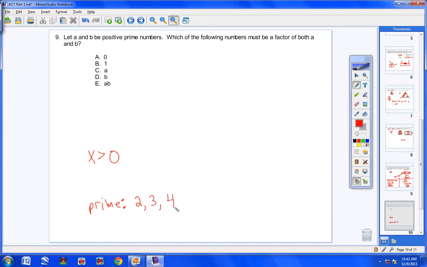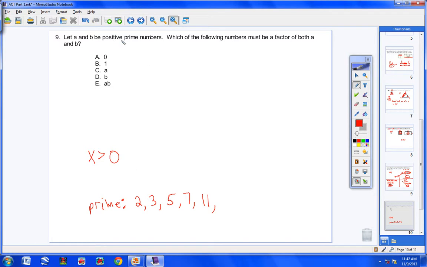Is 4 prime? I did that on purpose, is it? No, not at all, because what goes into 4? 2 does. It has to be a number that only 1 and itself goes into it. 5 is prime, 7's prime, 9's prime. Well, 9's not prime, is it? Because 3 goes into 9. 11, etc. So that's prime numbers.